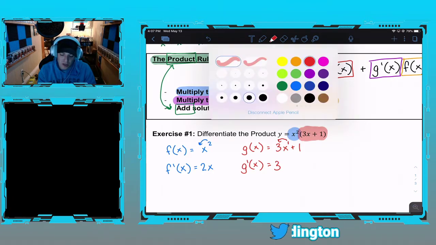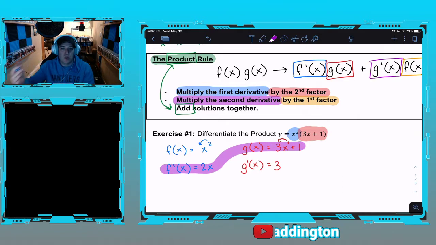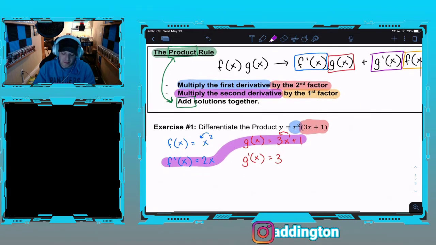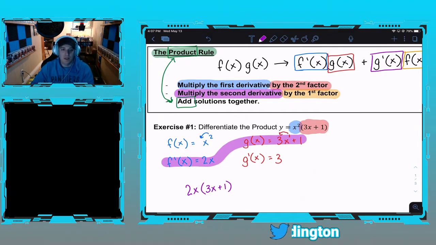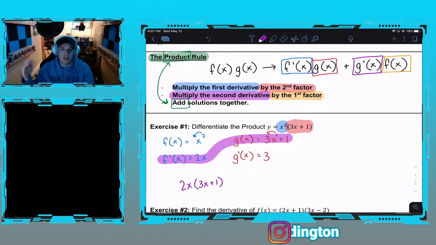So I call it the crisscross method because what I'm going to do now is I'm going to take this first derivative and I'm going to multiply it by the original g of x. So I'm just going to write it out in purple or pink or whatever color I chose, 2x times 3x plus 1. So that was the first step. Multiply the first derivative by the second factor. And this is why I wrote it the way I did up inside the box, so you guys can see how I'm breaking this down.